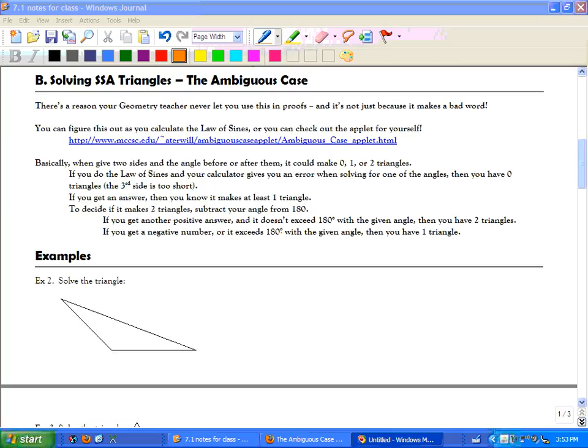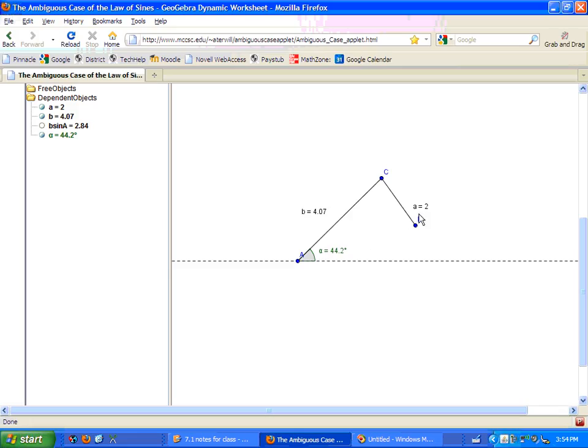So there's a reason that your geometry teacher never let you use angle side side or side side angle, as we're going to refer to it here. Not just because it made a bad word, but because it makes an ambiguous case. So if you look at this potential triangle I have here, we know a side little a equals 2, side b is 4.07, and the angle A is 44.2. But as you can see, this does not make a triangle.